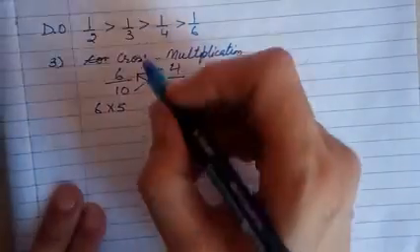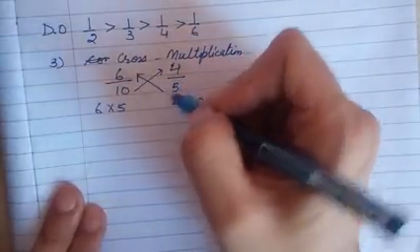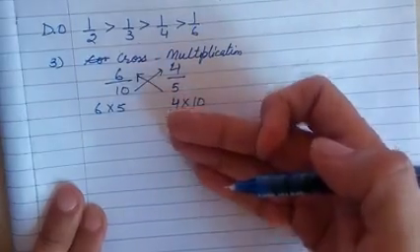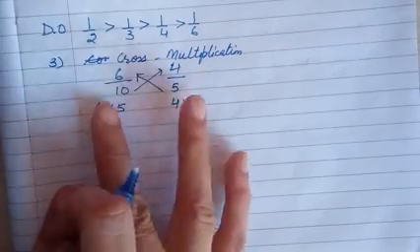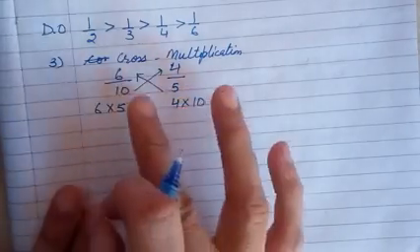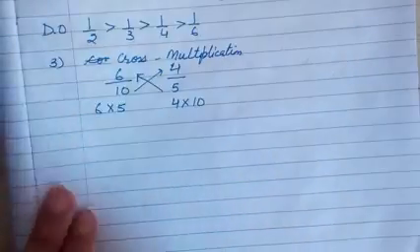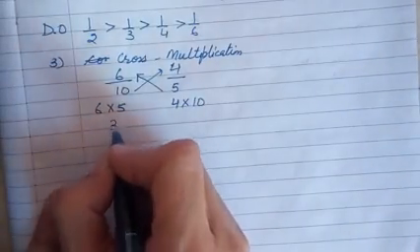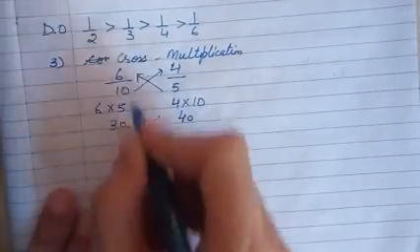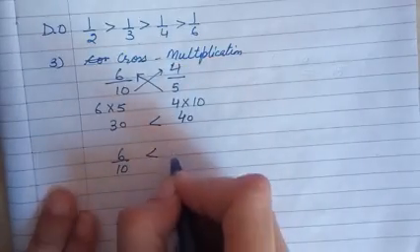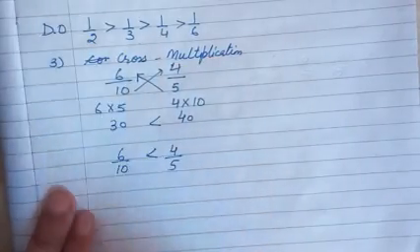So an easy way to remember is that arrows will point up and down. Up numbers will retain their place, they will remain as they are, and down numbers will come up. So here it is 30, this is 40, 40 is greater, so 6 by 10 is less than 4 upon 5.